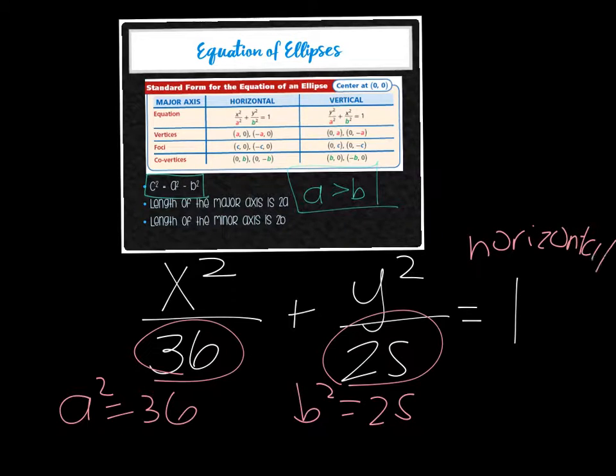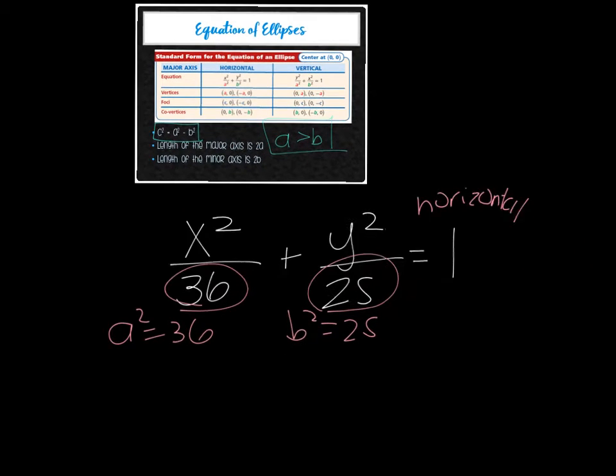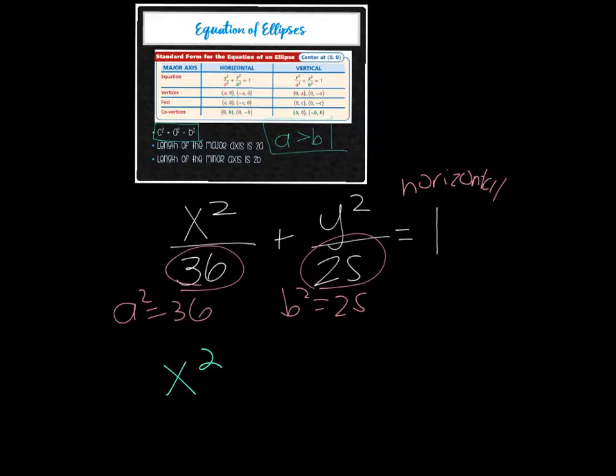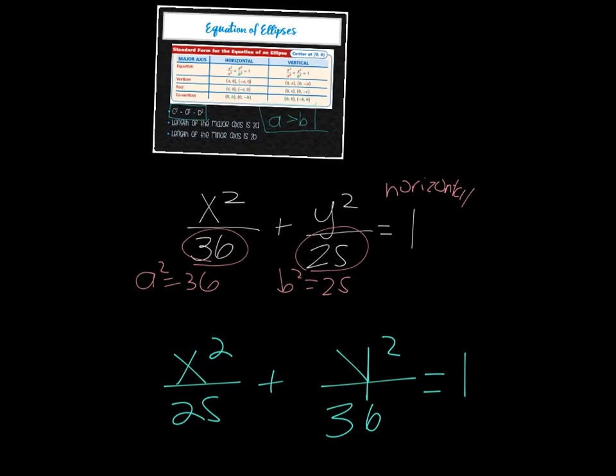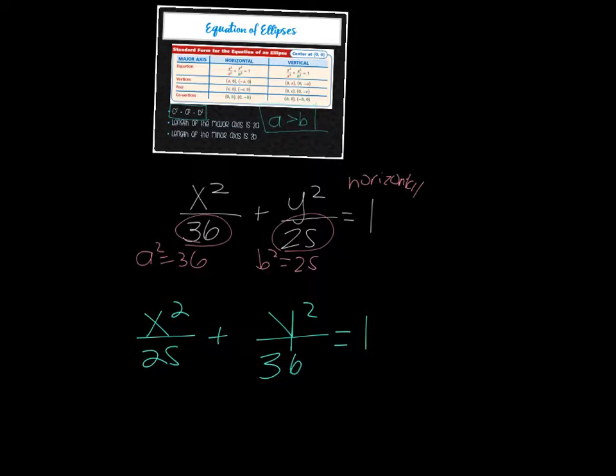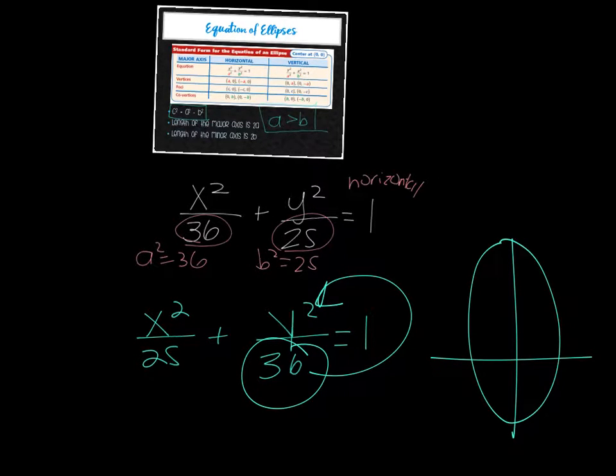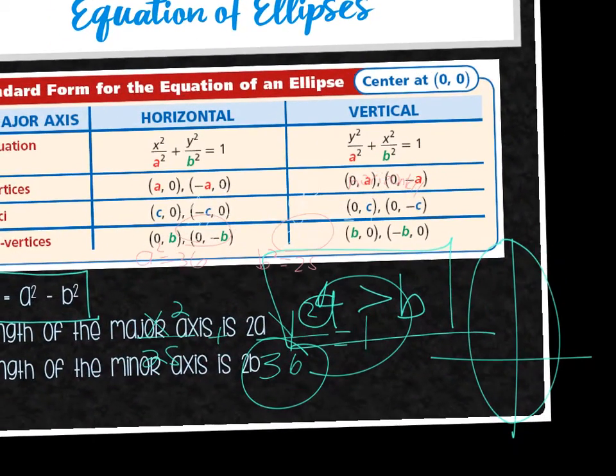Does that make sense? So I can switch. Now if I switch that, if the larger number is under the y, the a is still 36 because a is always the biggest one. But now the larger one is under the y, which is telling me that the larger axis is the y-axis, which is vertical. Does that make sense? Okay. So order doesn't matter. Like in this little diagram that's in your book, the y comes first here, but it doesn't have to be. It's just you want to look for which one's larger.